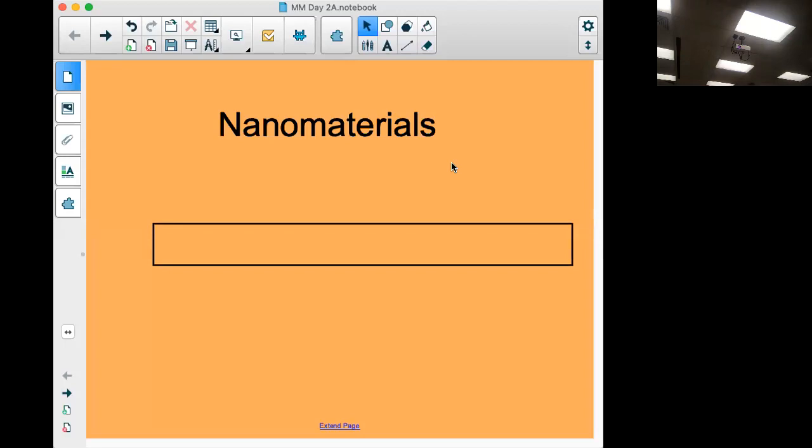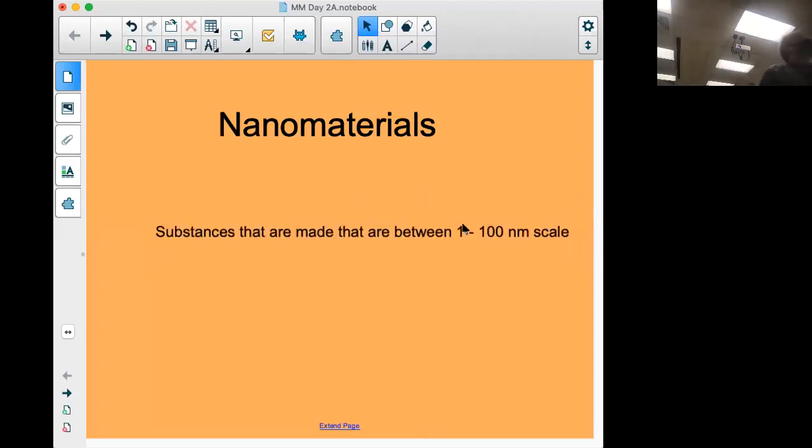The first of them is called nanomaterials, okay? Nanomaterials are defined as substances that are between 1 and 100 nanometers in scale.